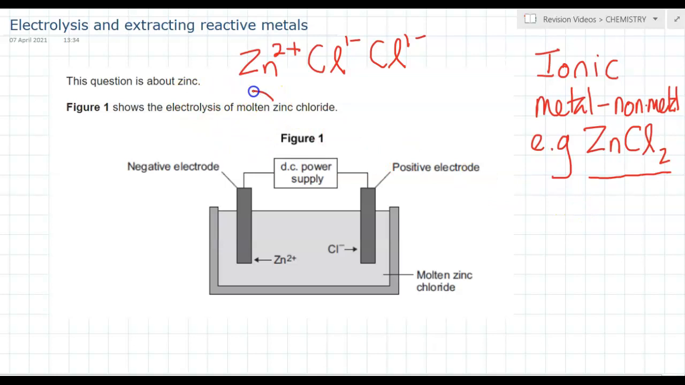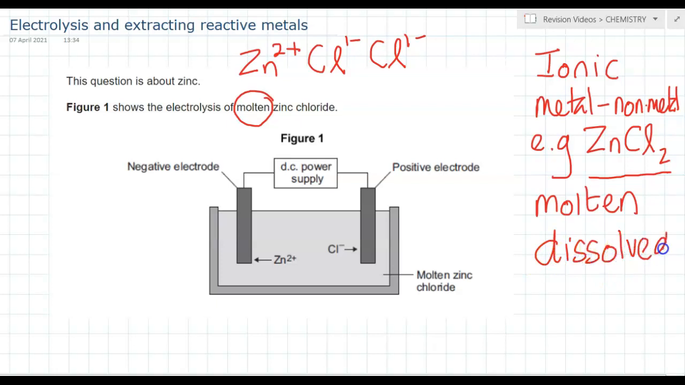Notice that it's got the word molten here, and that's essential, we can only do electrolysis if we've got a liquid. So that means I've either melted my ionic compound, it is molten, or I've dissolved my compound in a solvent like water. Okay, in this case the electrolysis is molten zinc chloride. So the scientist has taken zinc chloride, heated it up until it's liquid, and now we can explain what happens because the ions can move.